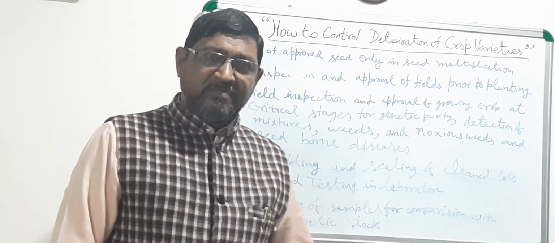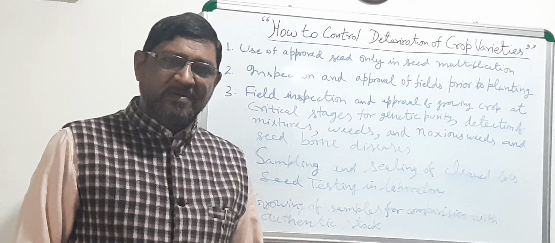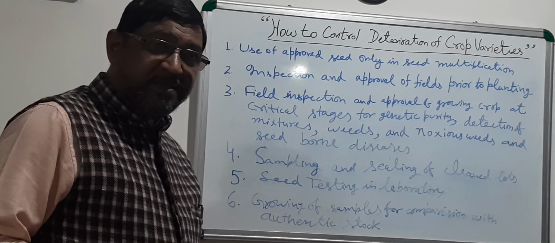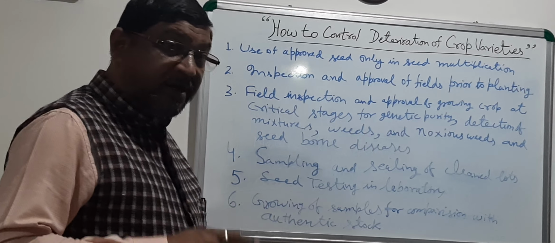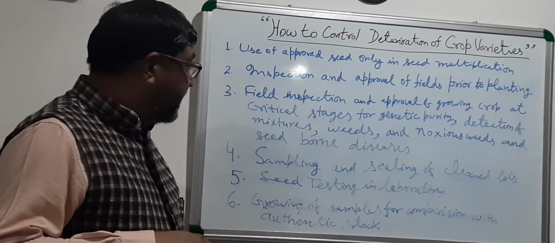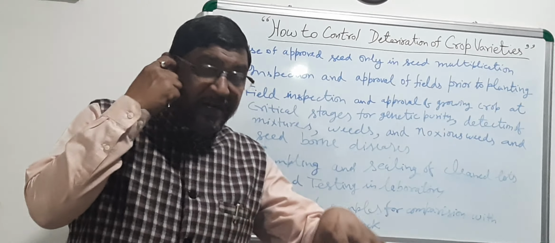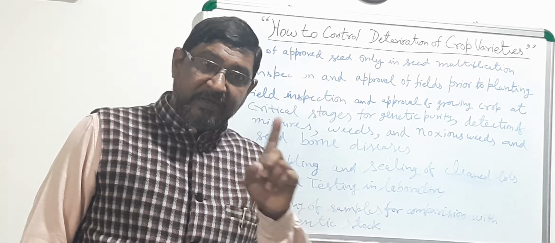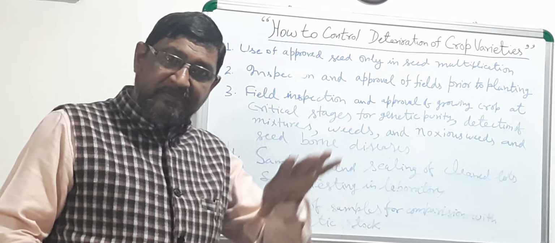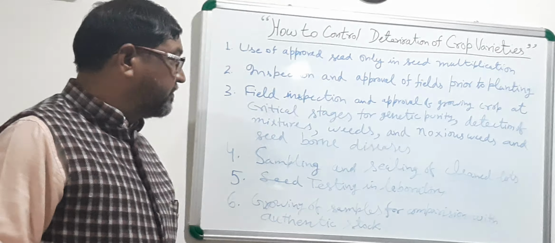in maturity stages. So they have to see the genetic purity. Accordingly, the inspector has to approve as per rule. Detection of mixtures, yeah. How much mixtures are there? Whether the variety which is being grown is the same variety. Whether the variety being grown has no mixture in the field while being grown.